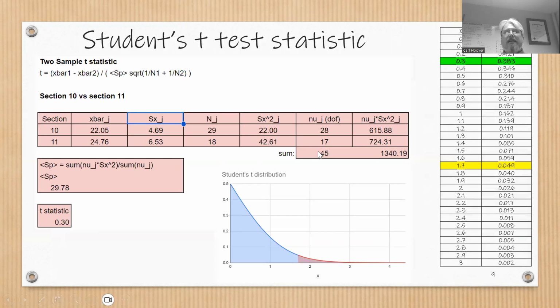The student's t-test statistic is similar. In this case, we're just comparing two samples, and so it can actually be related back to F. F is related to t squared. But here we compute a t statistic and we plot a t distribution. And in our case, for comparing sections 10 to 11, we have a t statistic of 0.3, which is also within a 95% criteria for our data.